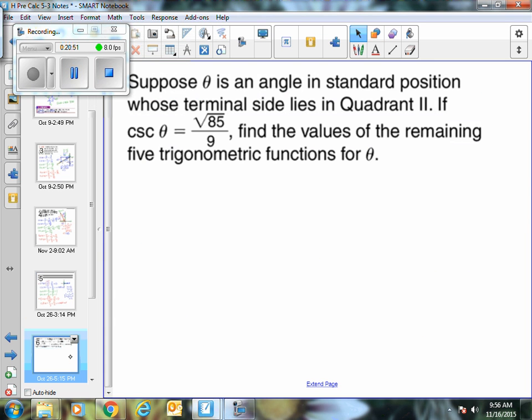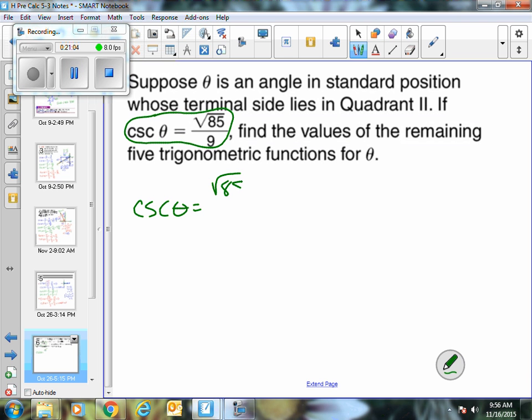Okay, last question. This is really going to pull together what we talked about last week too. So go ahead and read through it. You can pause the video if you need to, read through it. I'm going to circle that pertinent information here. They're giving us that the cosecant of theta is equal to square root of 85 over 9.